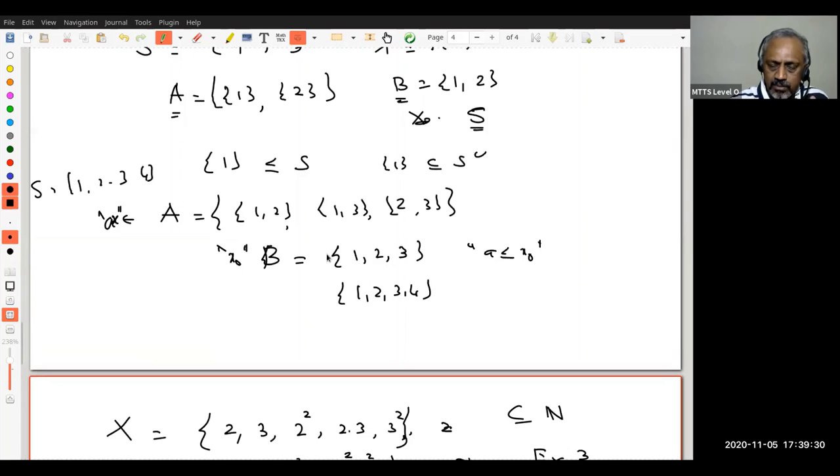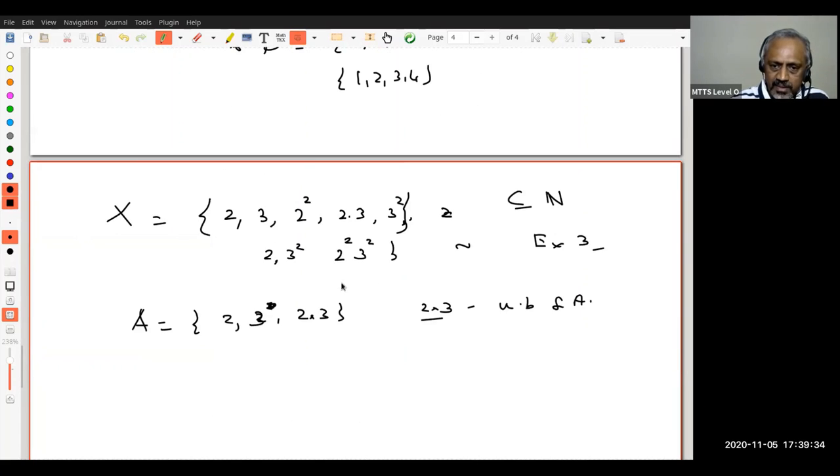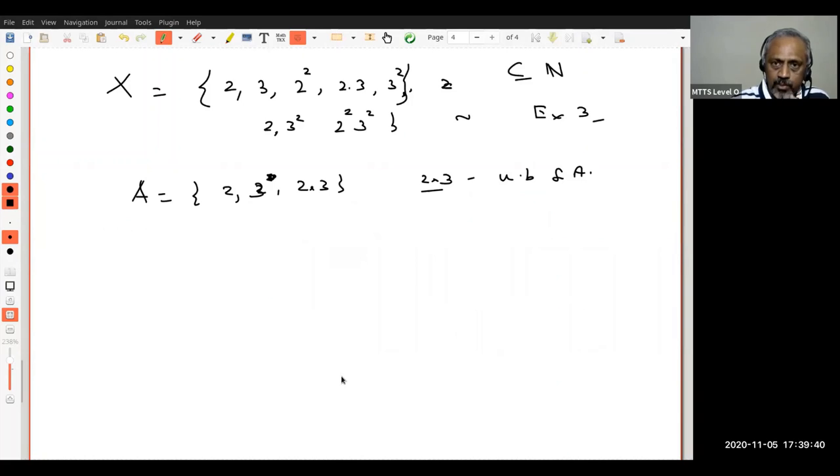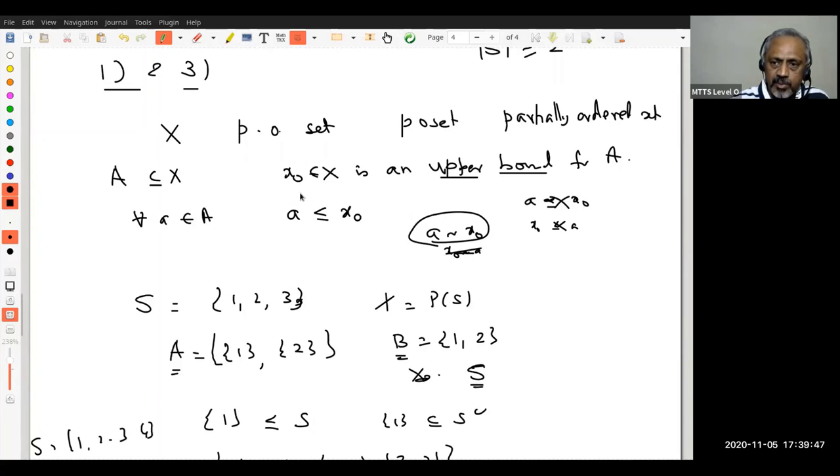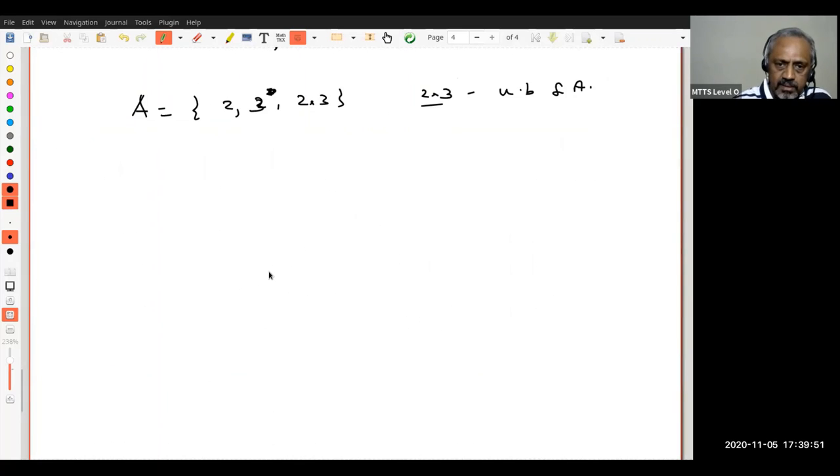This upper bound is not an element of the set A, whereas here, this is an element of the set A. Therefore, what do you understand? An upper bound need not be an element of the set. That's why we say x naught is an upper bound for A, but x naught need not be an element of A. So pause, review, proceed.